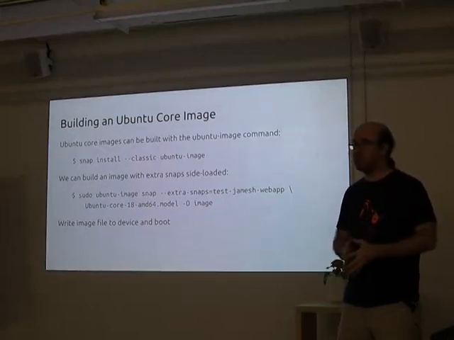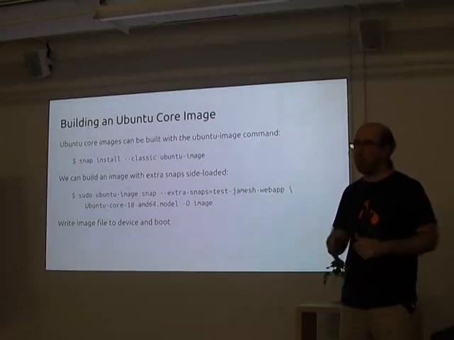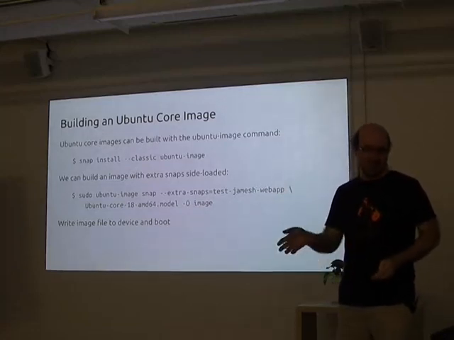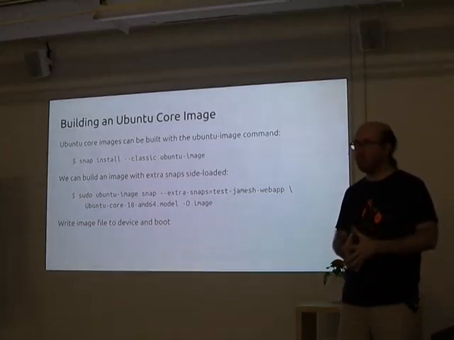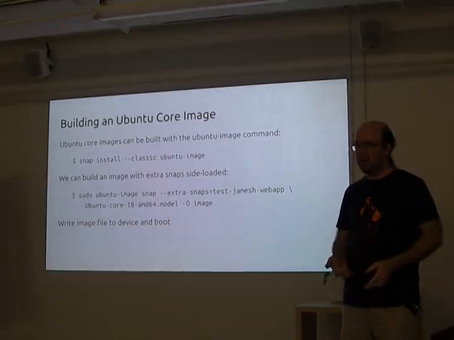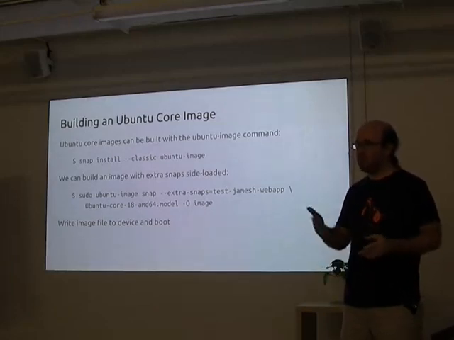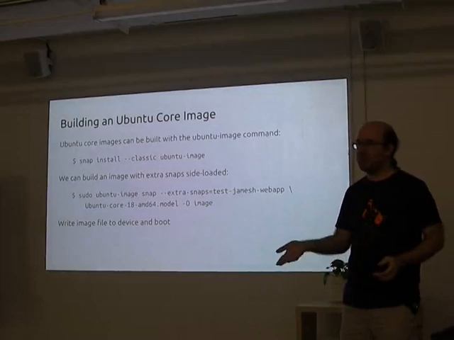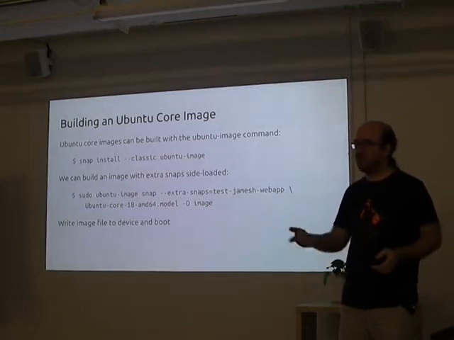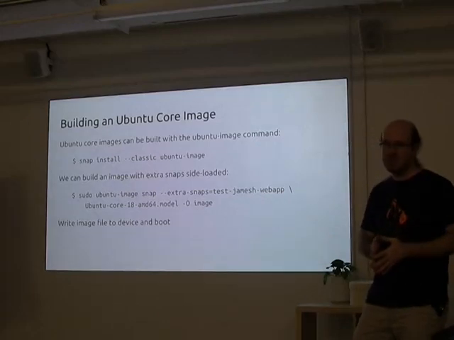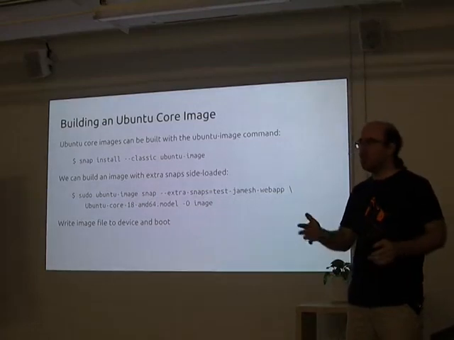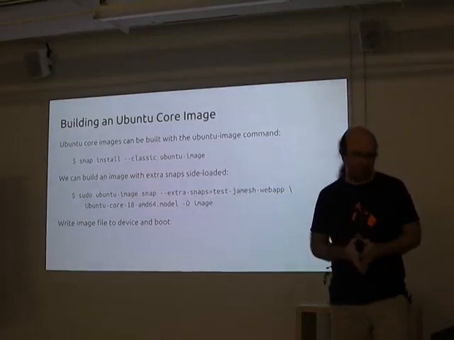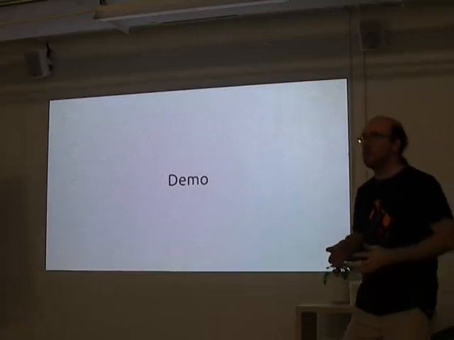I've said I want to sideload a couple of extra snaps, so this is going to pull that simple web application I published to the store, and then also using the model assertion, which I previously downloaded, and then dump the output in the image directory. And at that point, I've got something which I can then install onto a device. Just flash it onto an SD card or a thumb drive or whatever the boot device is for that system. Or, as I'm going to do in a bit, boot a KVM virtual machine with that thing.